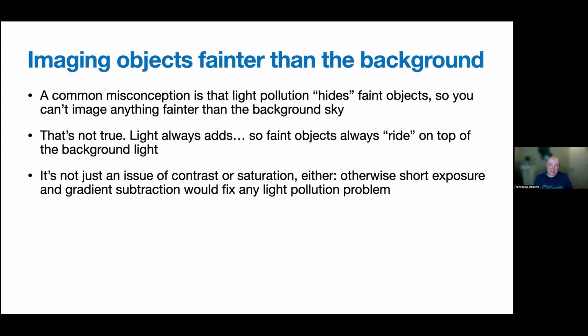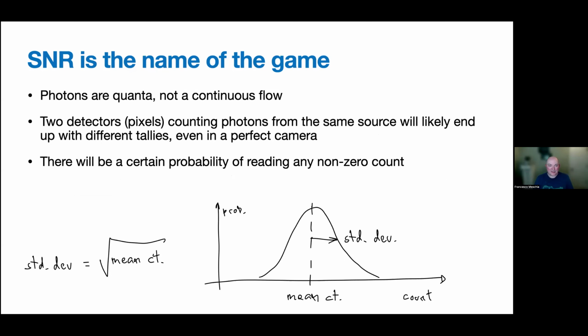And it's not just a matter of contrast or saturation either. Otherwise, we would solve all of these problems by doing gradient subtraction and using short exposure to avoid saturation. And we would have defeated light pollution. Doesn't work that way. I think we all know that that's not the right proposition. And I'd like to explain why. In my opinion, the name of this game is signal to noise ratio, SNR here.